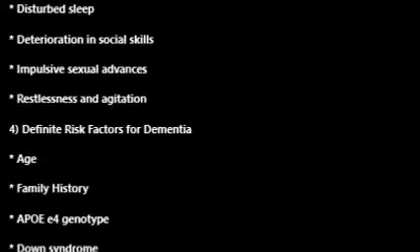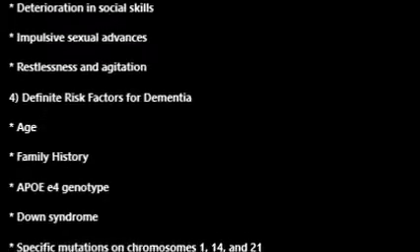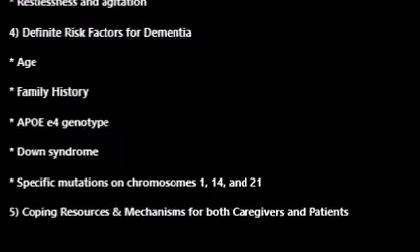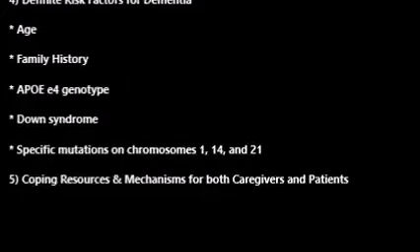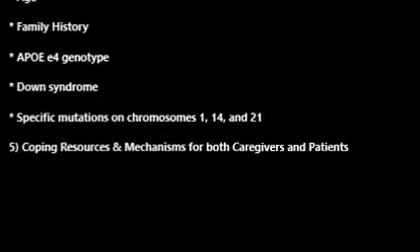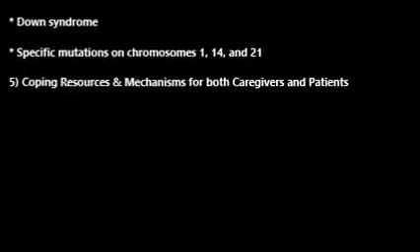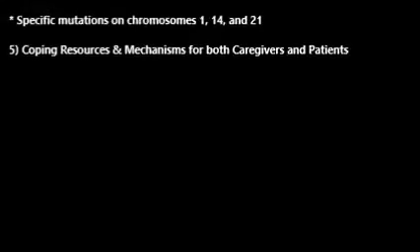Definite risk factors for dementia include age, family history, APOE4 genotype, Down syndrome, and specific mutations on chromosomes 1, 14, and 21, and also coping resources and mechanisms for both caregivers and patients.